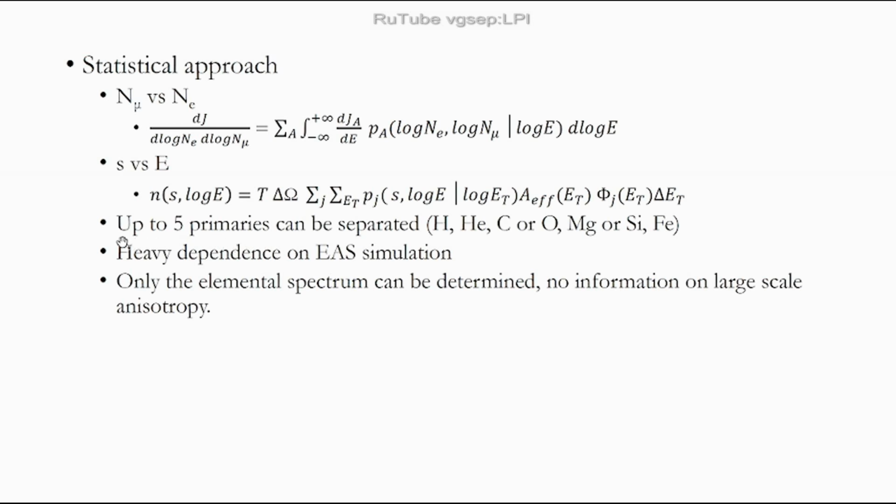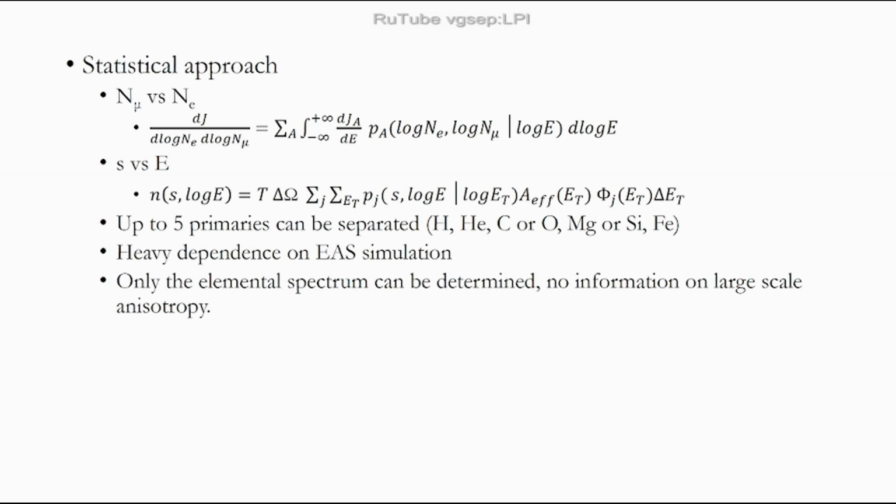With this technique, experiments have been able to separate up to 5 primaries, usually hydrogen, helium, the CNO group, an element that is representative of the elements just below the iron, and the iron as the heaviest primary particle we have in the cosmic spectrum. As I said before, there is a heavy dependence on the extensive shower simulation. With this approach, only the spectrum of each mass group can be measured. We cannot obtain any information on the large-scale anisotropy.